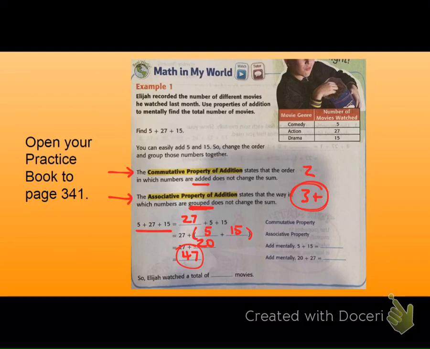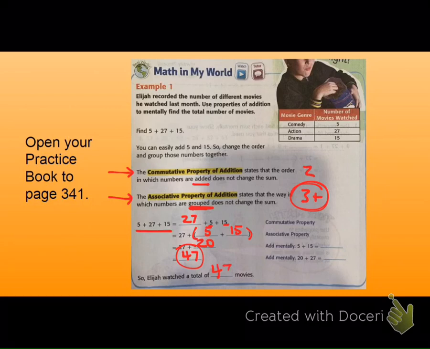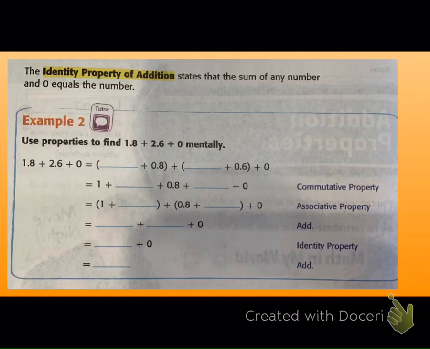So this is something we want to try to start to do and think about, looking for those friendly numbers. Look at that, 5 and 5. Those are those friendly numbers. We want to make sure that it ends with 0 in the ones column. That's what we're looking for. So Elijah, you watched 47 movies. All right, let's move along using these properties.